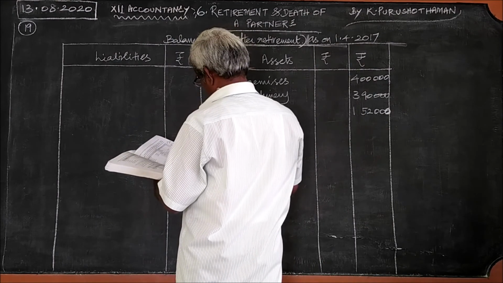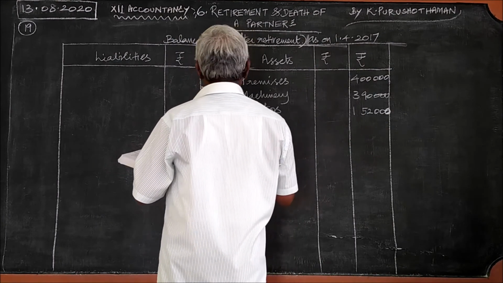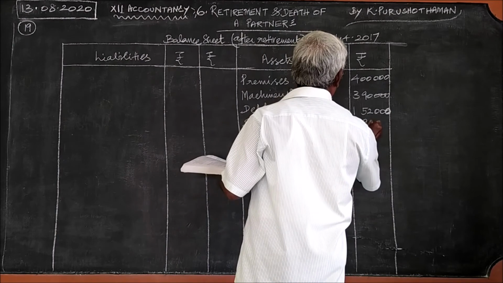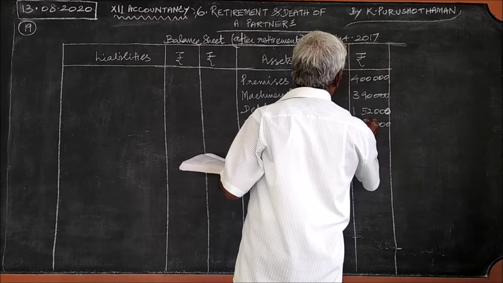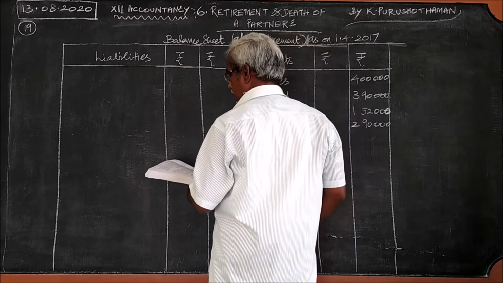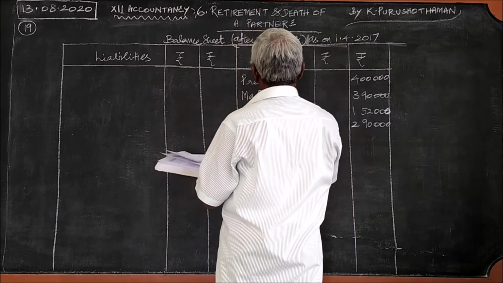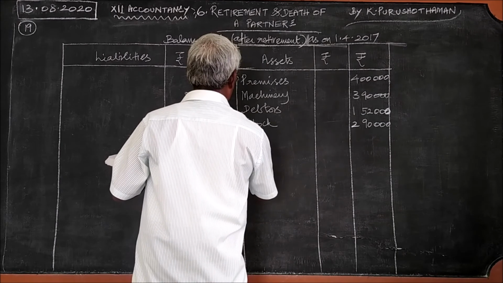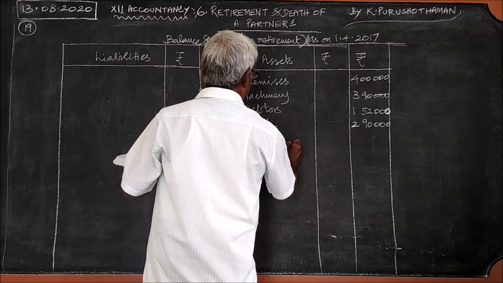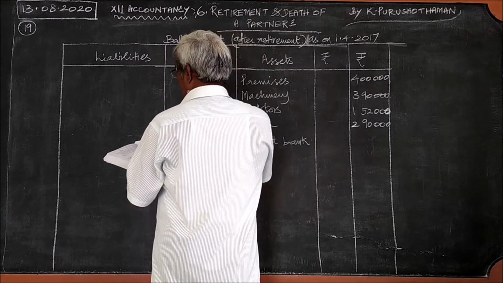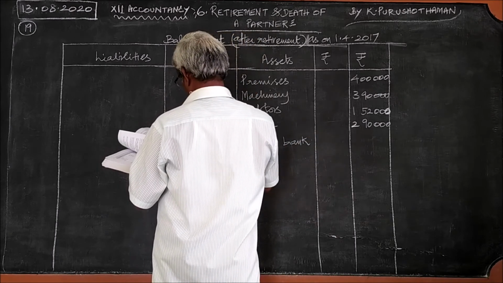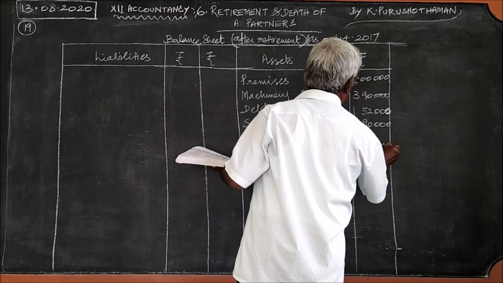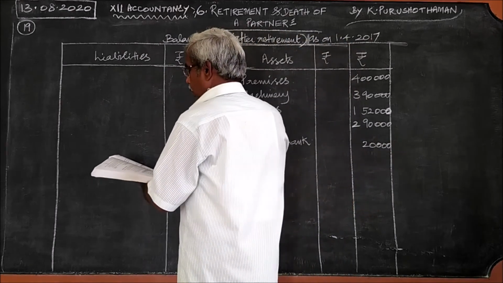Then after debtors, stock 3 lakhs. But the current value is 2,90,000. Since the current value is given, we need not minus and show. Stock 2,90,000. Then the last item is cash at bank. Cash at bank is 20,000. Now go to the liability side.